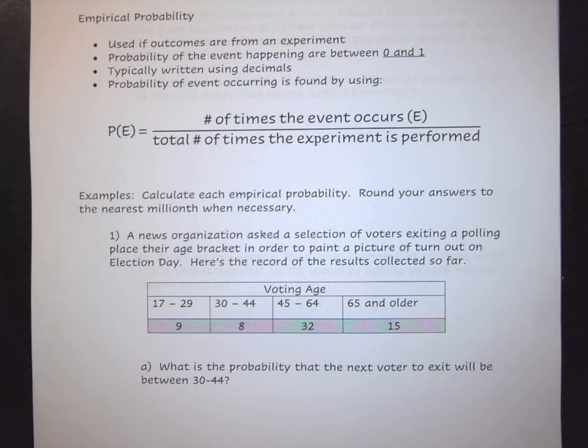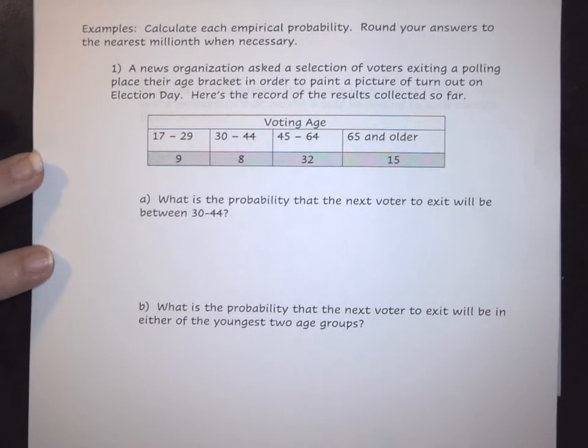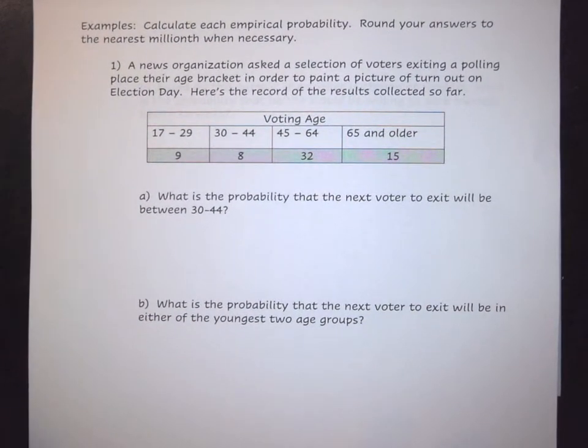Okay, so here we're talking about the number of times that something might be happening versus, say, a total category. So I have a couple of examples that will try and help clear up the idea of empirical probability that we're going to look for. So here, you want to calculate your empirical probability. Again, you want to round your answers to the nearest million.